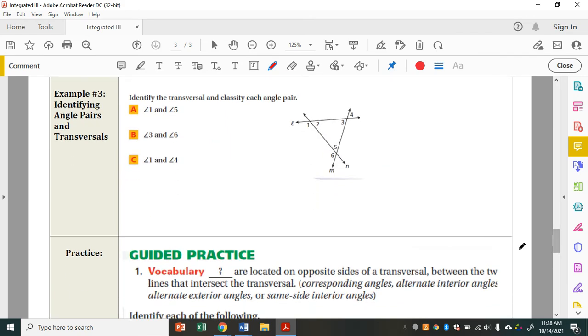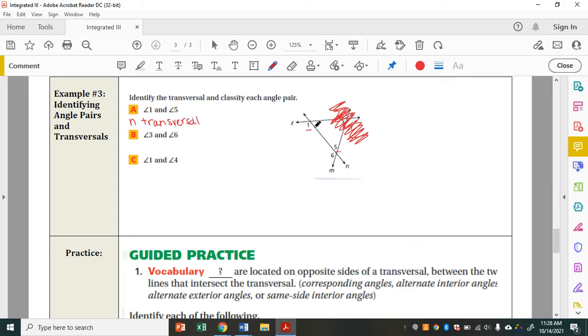On the next example here, it says identify the transversal and classify each angle pair. The first thing we need to do is look at angle 1 and angle 5. When we compare these two angles, what's over here doesn't necessarily matter to us. It's not affecting the relationship. So I'm going to block that section off. That makes it a little bit easier to see that my transversal is the line that crosses through both of those lines that contain 1 and 5. So my transversal here is N. N is my transversal.